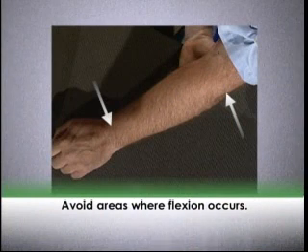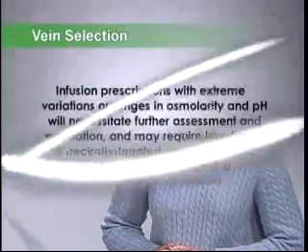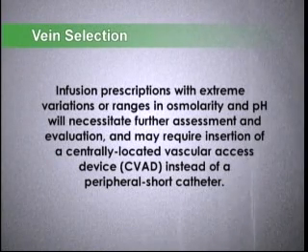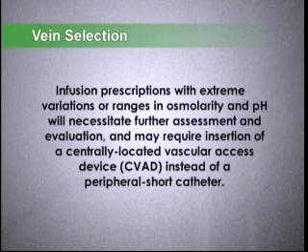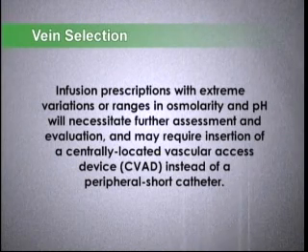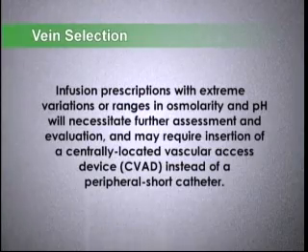If at all possible, areas to be avoided for site selection are those where flexion occurs, the wrists and antecubital regions. Infusate osmolarity and pH are considerations when selecting the most appropriate vein for cannulation. Note, infusion prescriptions with extreme variations or ranges in osmolarity and pH will necessitate further assessment and evaluation and may require insertion of a centrally located vascular access device, or CVAD, instead of a peripheral short catheter.